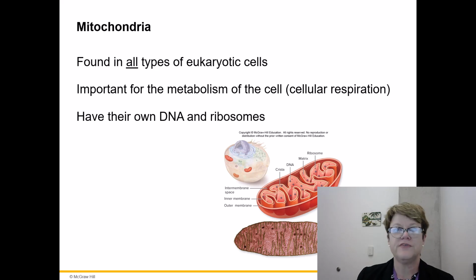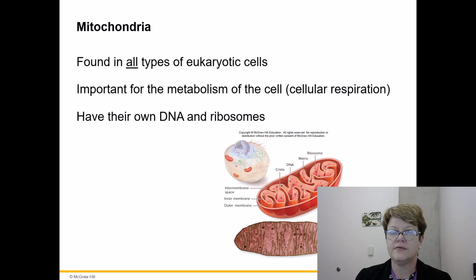Now, this is probably your favorite organelle of all time, the mitochondrion. Mitochondria is plural. Mitochondrion is singular. But in any case, all cells that are eukaryotic have mitochondria. There's a bit of a confusion, I think some people think that plant cells don't have mitochondria, but they do. All eukaryotic cells, everything in the domain eukarya, has mitochondria, usually lots of them. And it's important for the metabolism of the cell, cellular respiration.